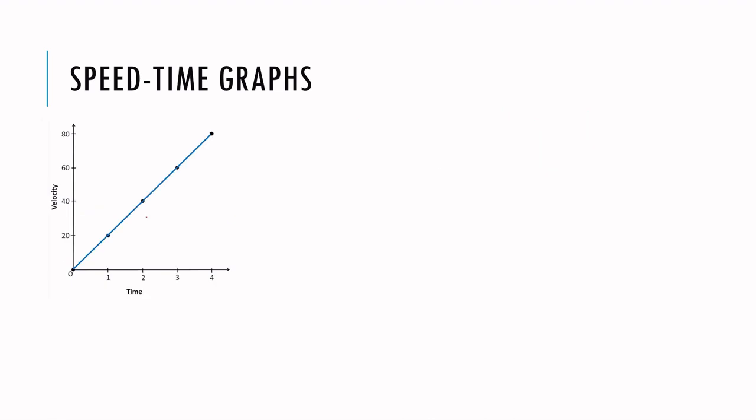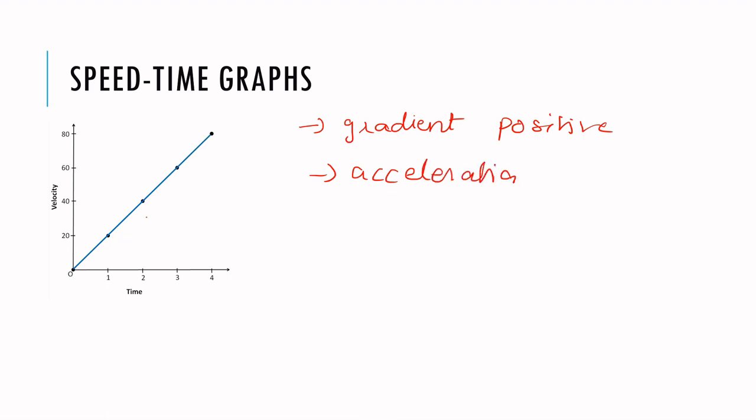Here, the graph is a straight line going upwards, meaning gradient is positive. It shows acceleration, which means an increasing speed. So as you can see, for 1 second, the speed is 20. For 2 seconds, the speed is 40. It has increased by 20. For 3 seconds, the speed is 60. It's increased by another 20. And for 4 seconds, it's increased by another 20, making it 80.